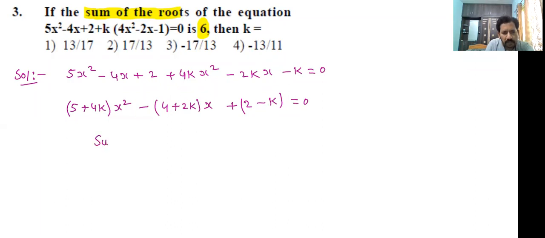Now, sum of the roots. Sum of the roots. How much is given?